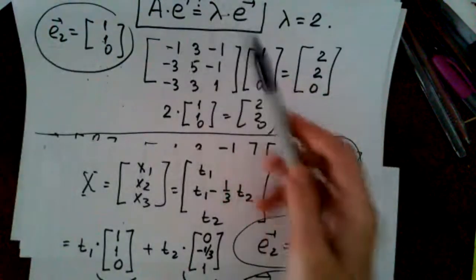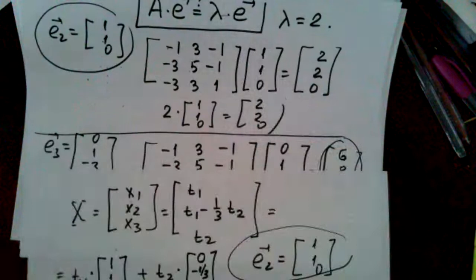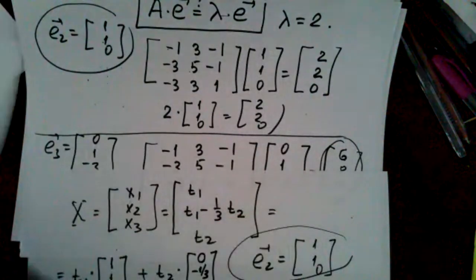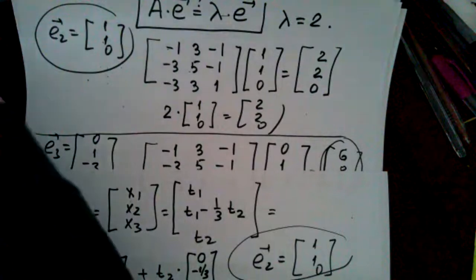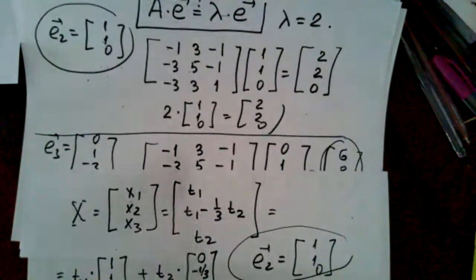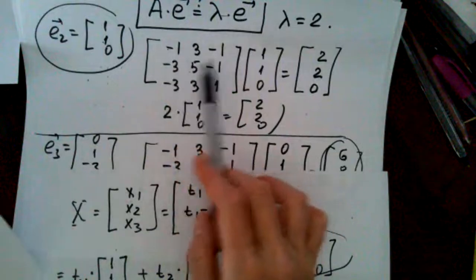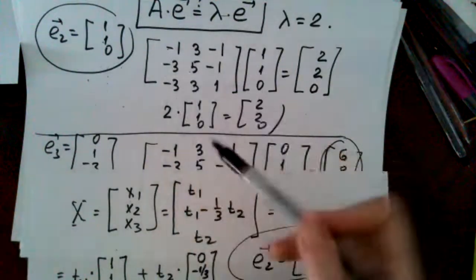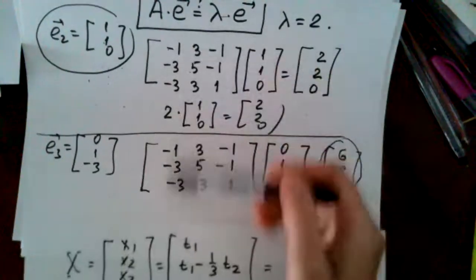Maybe I just copied matrix A in the wrong way. It could happen, of course. So where's my matrix A? Let me find it first. It's not easy to find it. Okay, so let's have a look at it. Minus 1, 3, minus 1, minus 3, 5. Yeah, matrix A is correct, because it worked in the previous case.